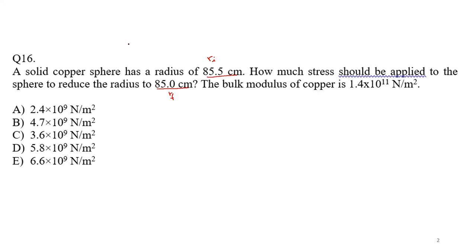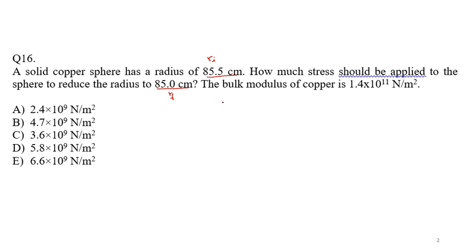So here I have a uniform compression. I apply a stress uniformly around my sphere, and the sphere shrinks from 85.5 centimeters of radius to 85 centimeters. So the question is, how much stress should I apply to get this reduction? Of course, here I give you the bulk modulus of copper, 1.4 times 10 to the power 11.